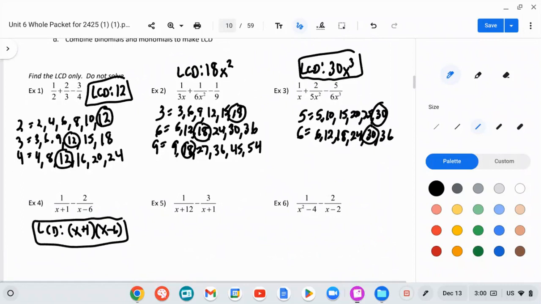Same with the next one. It's a little bit easy because there's no factoring involved. That'd be x plus 12 and x plus 1 would be your LCD. So that's your lowest common denominator. So you just got to represent each binomial you see one time.